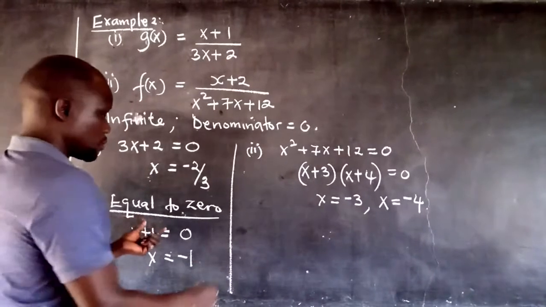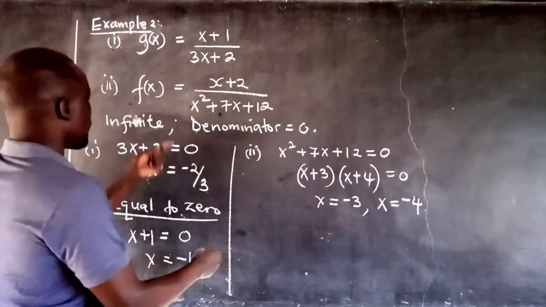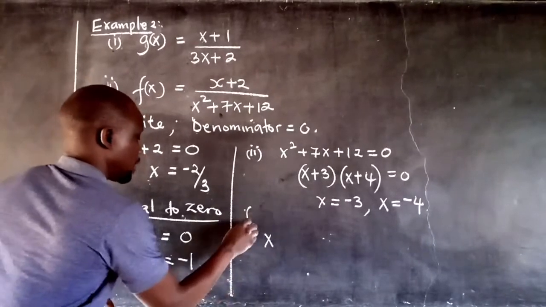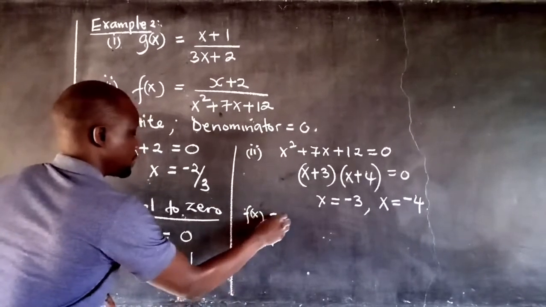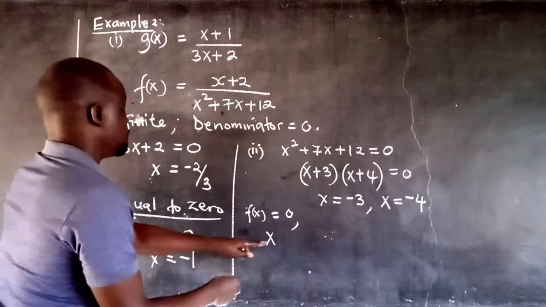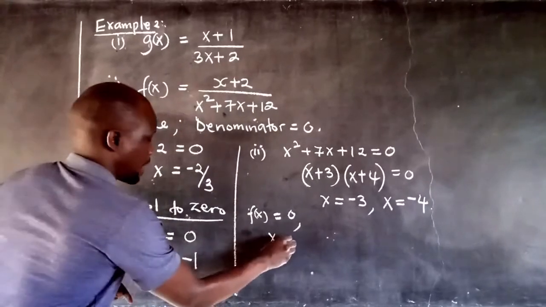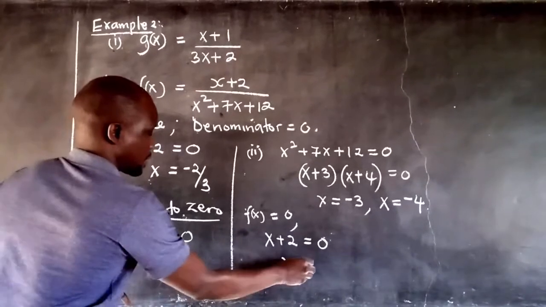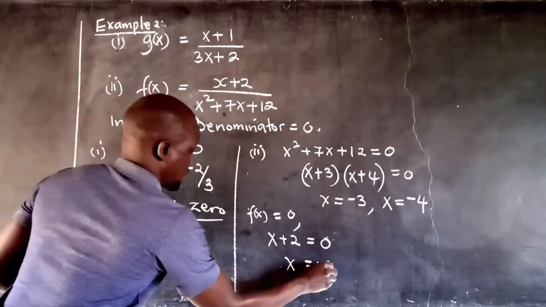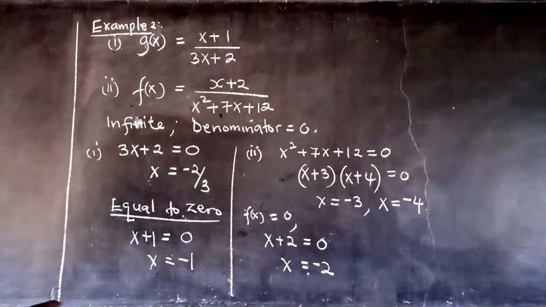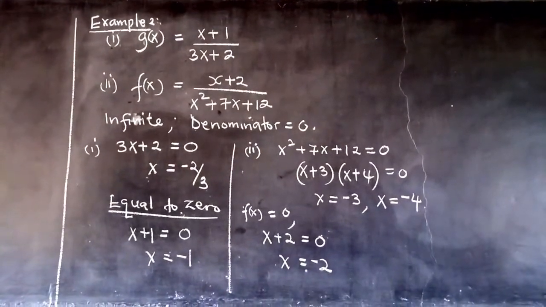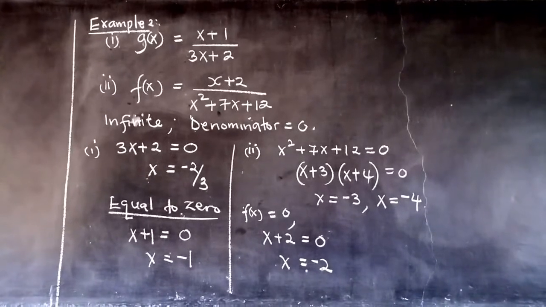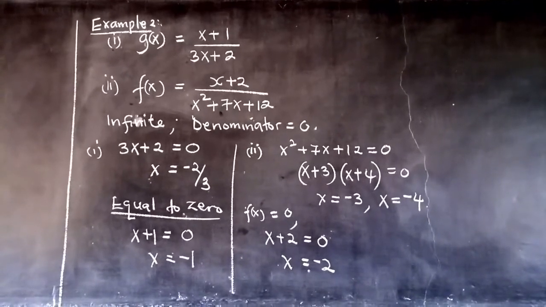And the second condition, when f of x is equal to 0, would mean the numerator, which is x plus 2, will equal 0, and x will equal negative 2. So that is what we have as the solution for example 2, which I left for you last time as an activity.